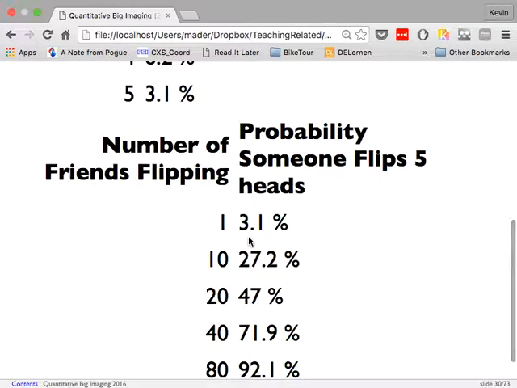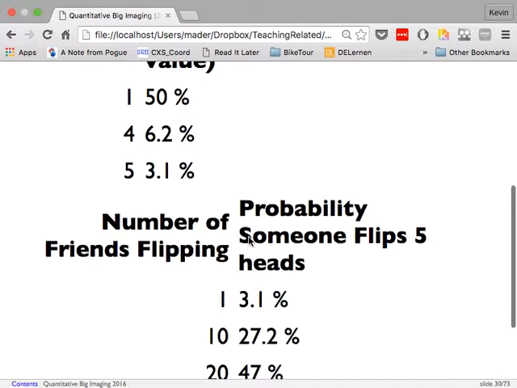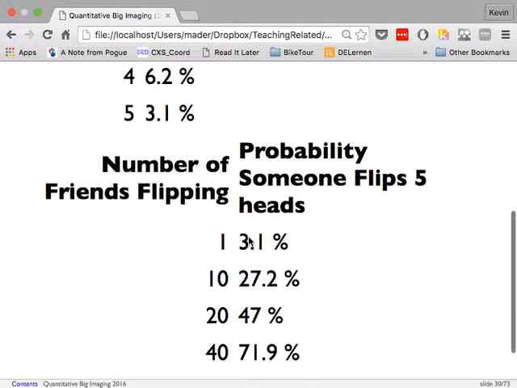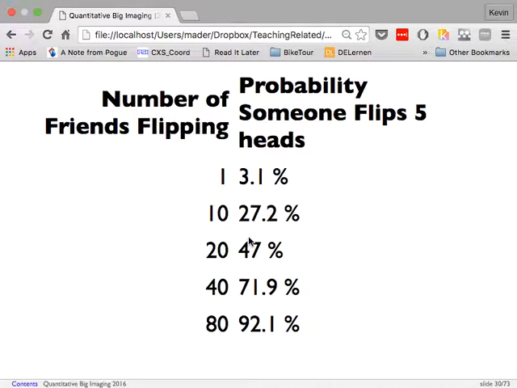And so now, if you look at this, what makes this even worse is that this is just if you have one person who's flipping coins. When you start to have more people flipping coins, if you have one person, the probability that they flipped 5 heads is 3.1%.